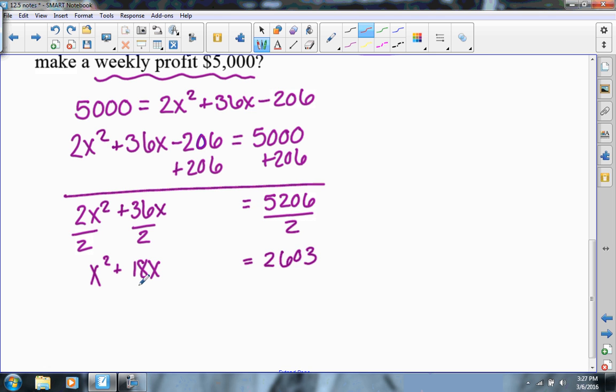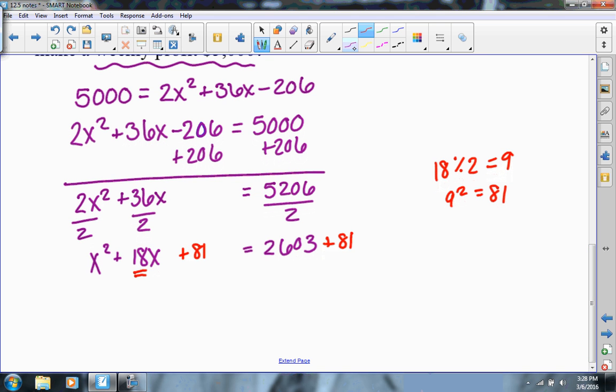So now I can do half of this middle term here. Half of 18 is 9, and then 9 squared is going to be 81. So that's the number that I'm going to add in to make a perfect square trinomial, and then I'll add that over to the other side as well. So now I can factor.